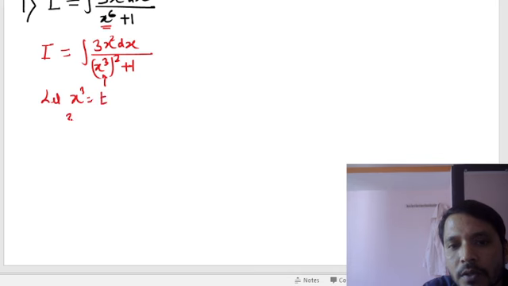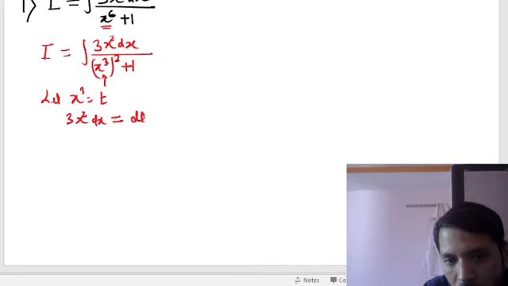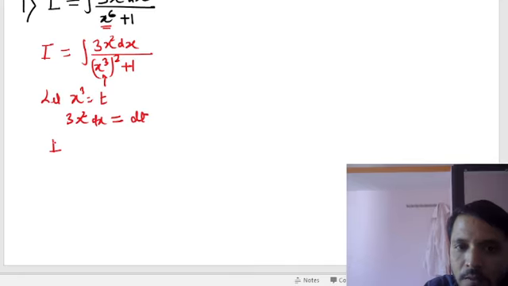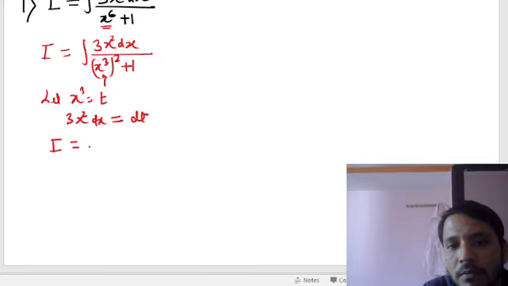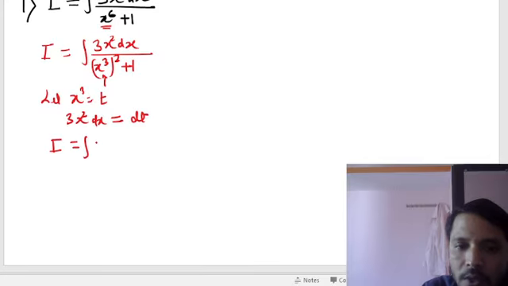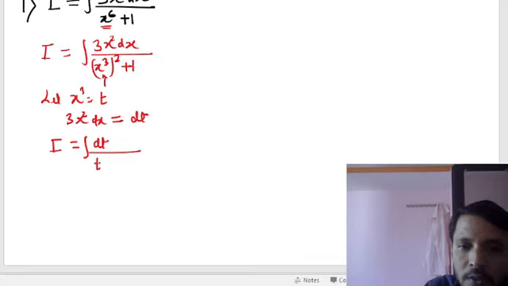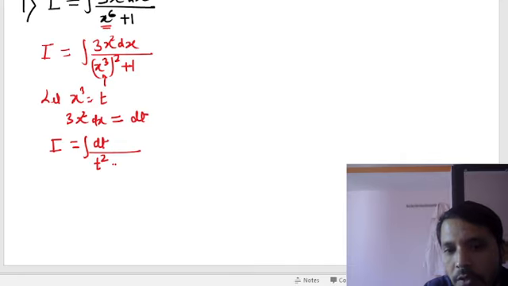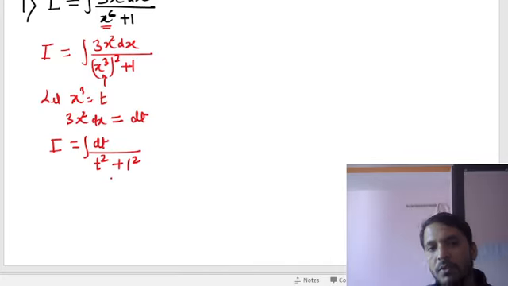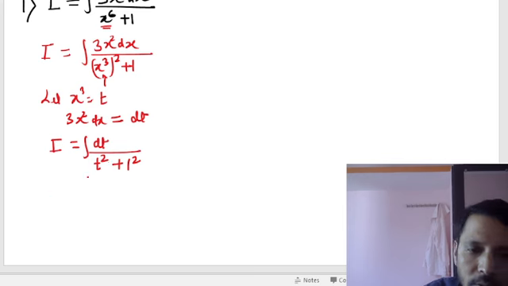Then what is the differentiation of this? It will become 3x square into dx is equal to dt. Means finally I will become what? I is equal to nothing but integration of, in place of 3x square into dx we can write dt, and this is divided by t square because x cube is t, so x cube whole square, that means t square plus 1, we can write as 1 square also.